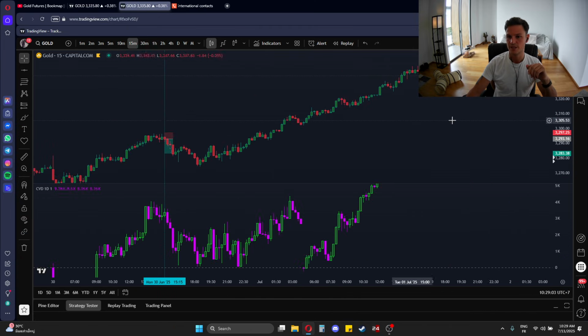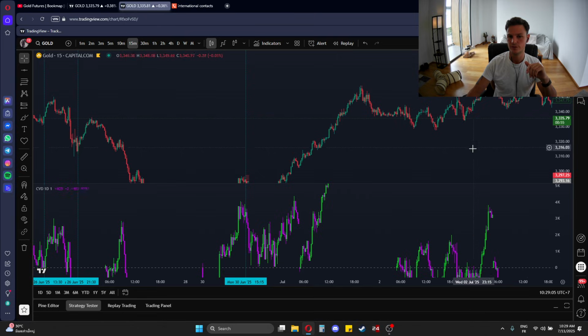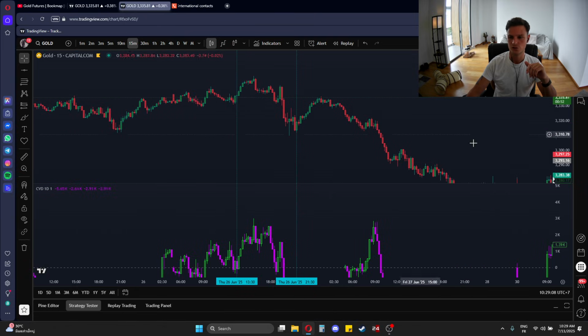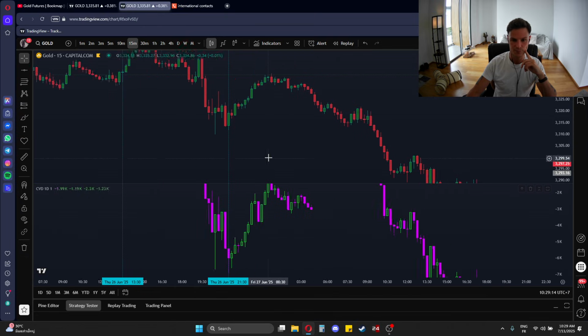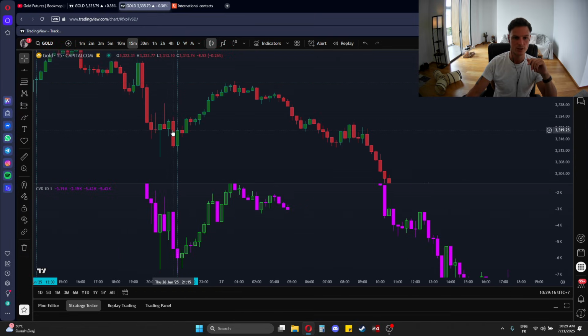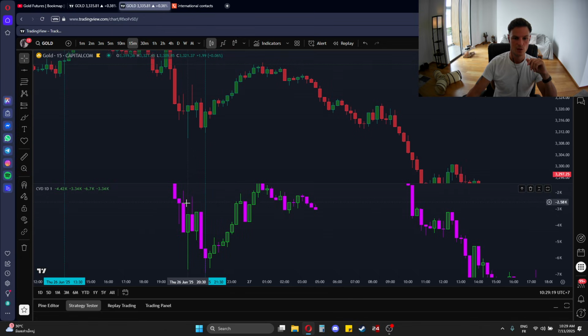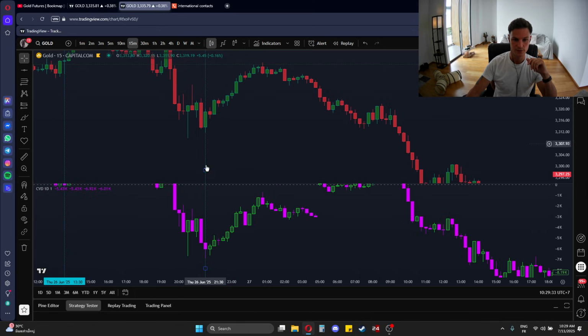I'm going to give you another example of this, and then we're going to go into the different kinds of divergences, which are maybe even more powerful. But in this case, same principle, this time for a long. We see we're kind of ranging in this area. We have a red candle, red, red, so no divergence, green, green at the bottom, red, red, green, green, red, red. And then what happens on this candle? You have red sellers here, trying to make a lower low, by the way.